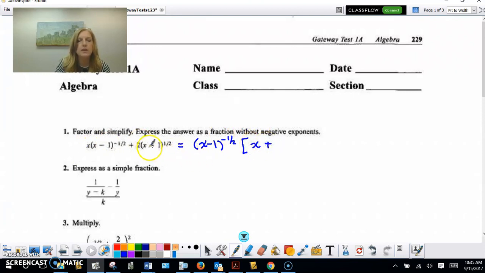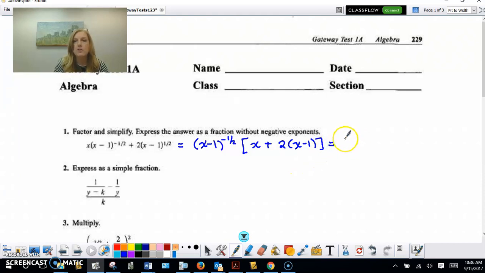Plus, and then over here, remember that when you are pulling out or factoring out a factor, what you're doing is actually dividing. And when you divide, you subtract exponents. So when I'm pulling it out of this one, I'm really taking this exponent and subtracting negative 1/2 from it. So 1/2 minus negative 1/2 is 1. So it ends up being 2 times x minus 1 to the first power.